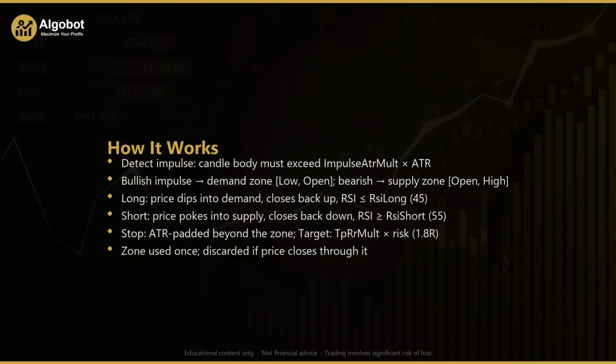Risk control is built in before each order. For a long, the stop loss sits below the bottom of the demand zone, padded by RsiLong times the ATR, 1.2 by default. The distance from entry to that stop is the risk. The take profit is placed at that risk multiplied by the TpRrMult input, which defaults to 1.8, giving a reward to risk of 1.8 to 1. Shorts use the same math, mirrored above the supply zone.